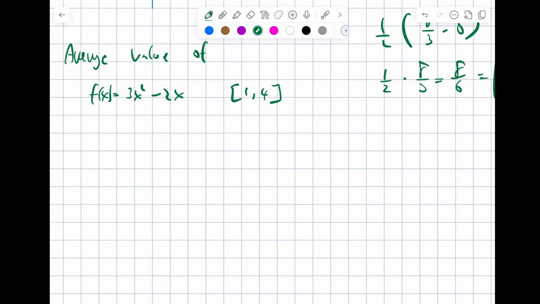Yes. Did you say divide by interval or intervals? Intervals. Intervals.